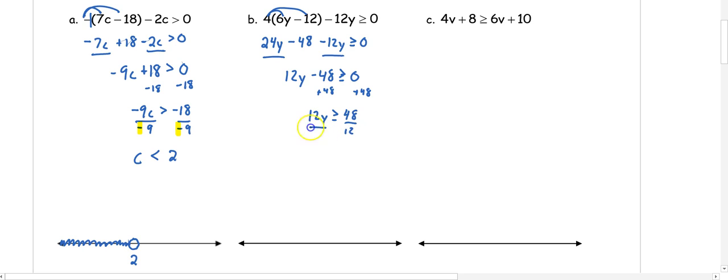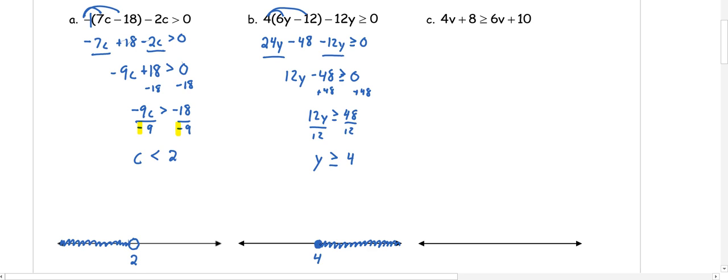Now when I divide by 12 this time, 12 was a positive number, so my sign stays the same. And I have y is greater than or equal to 4. So because it's a greater than or equal to and that bar is underneath, we're going to have a closed circle. And it's pointing to the right, so we're going to shade to the right. And then underneath that, I'm going to have a 4.